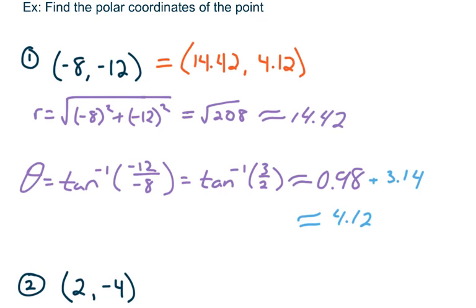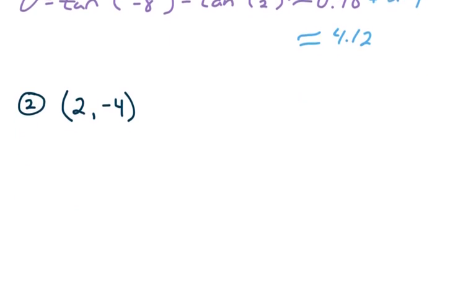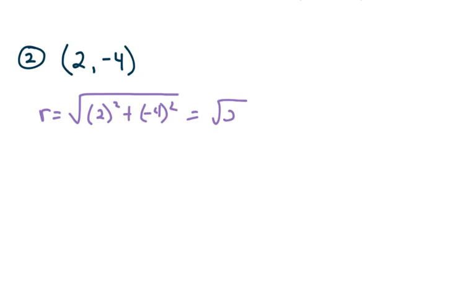Let's try a second one here. This will be the last one in the video. We've got 2, -4. So let's start with our r value. R is equal to square root of our x value, 2 squared, plus our y value, -4 squared. Let's see, 2 squared is 4, -4 squared is 16, so this becomes the square root of 20. If you want to make this exact, that would be 2 square root of 5.